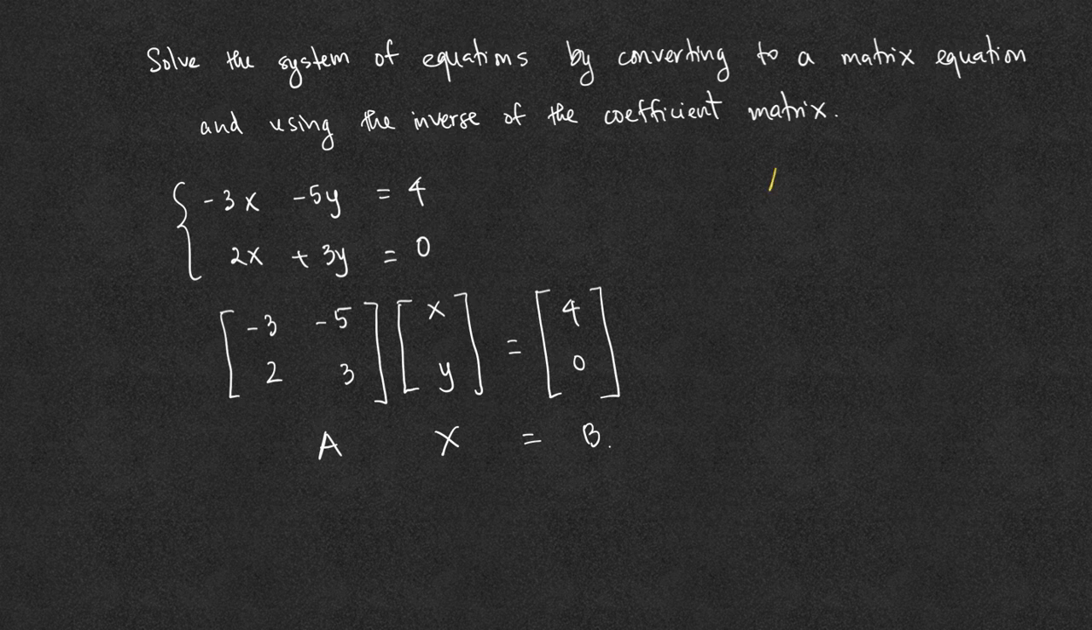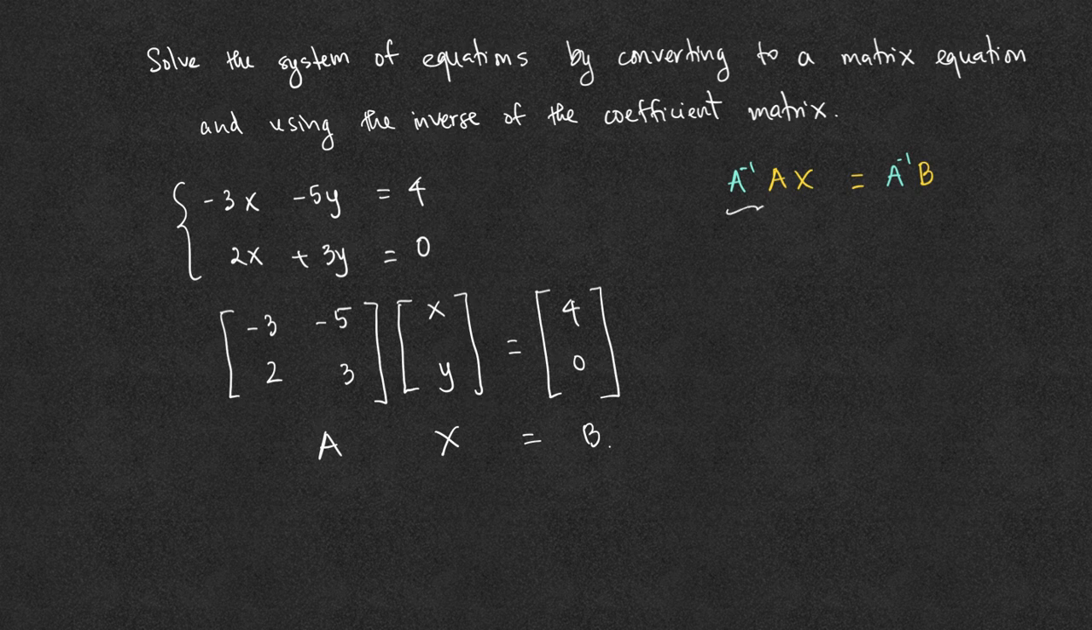With the matrix equation AX equals B, to get the matrix X, which is the variable matrix, by itself, we can multiply the inverse of the matrix A on the left-hand side. Since matrix multiplication is not commutative, we will need to multiply A inverse on the left-hand side of B. The goal is to cancel out the matrix A so that we can get X by itself.